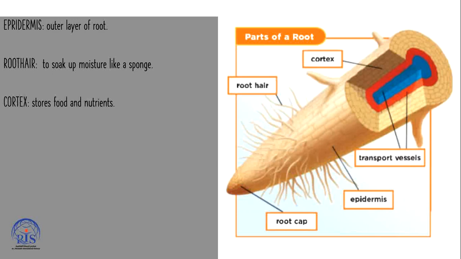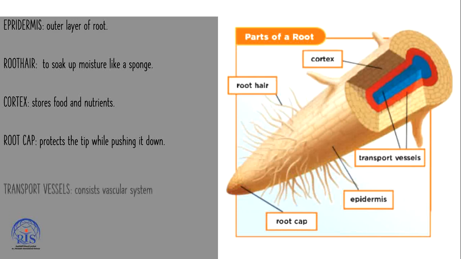A cortex layer is located just under the epidermis. It is used to store food and nutrients. The root cap covers the tip of the root. It protects the root tip while it pushes into the ground.